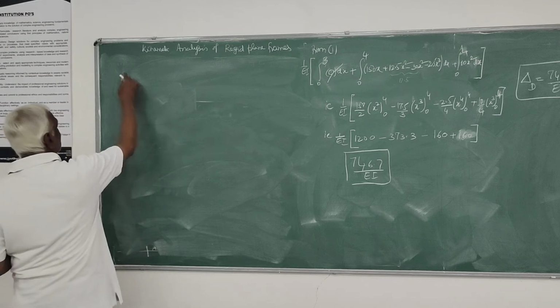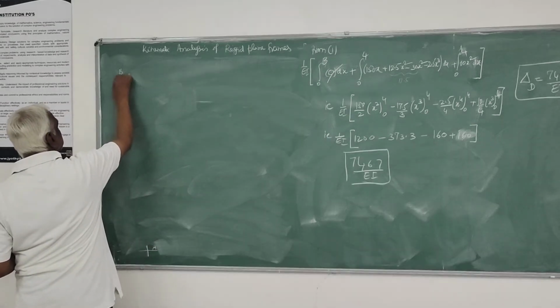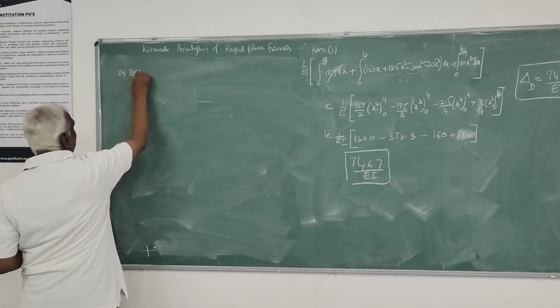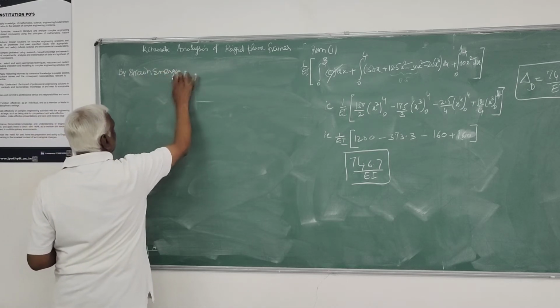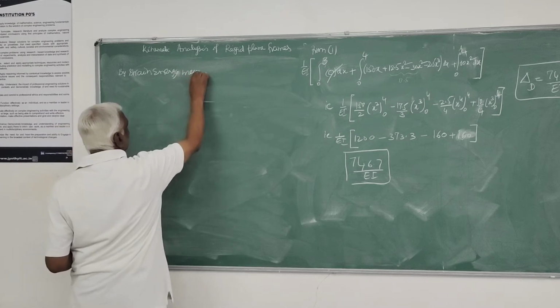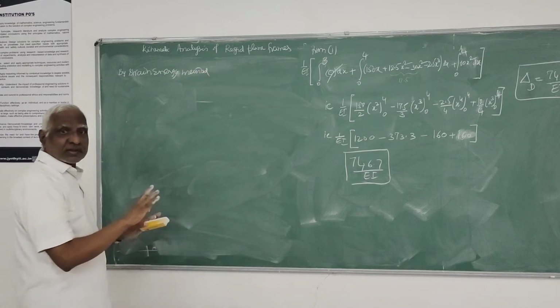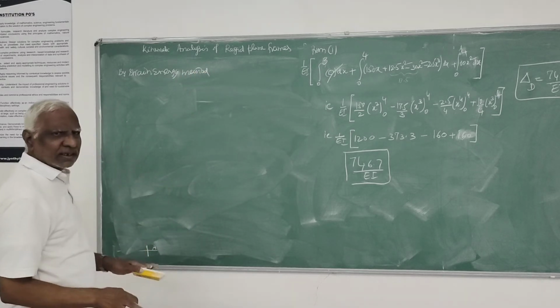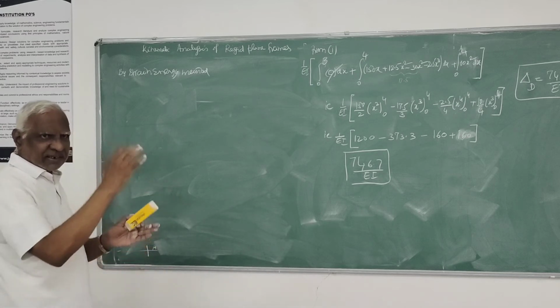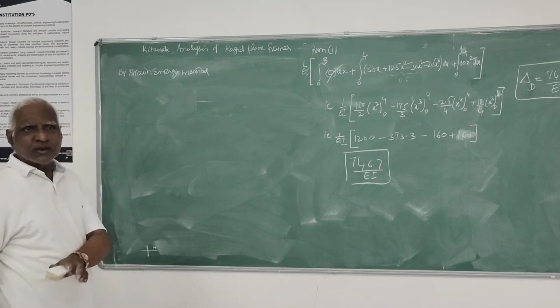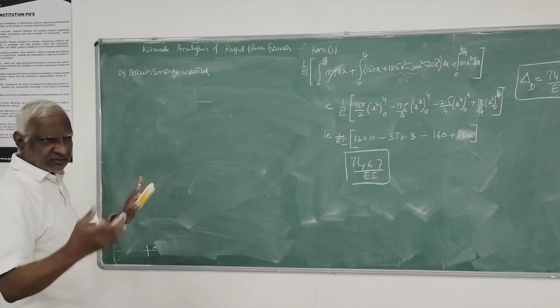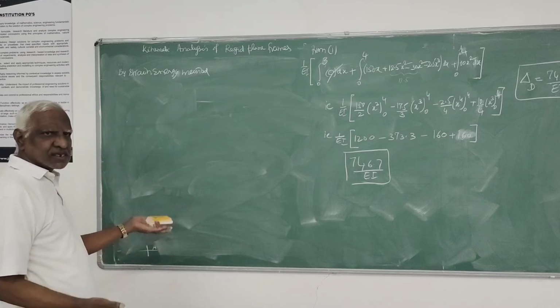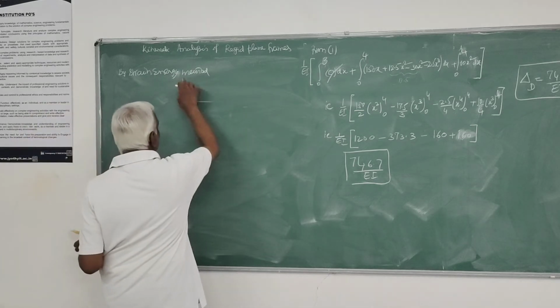Simple example, by strain energy method, just not Castigliano's, not unit load, just by finding the total strain energy stored and equating it to external work done, whatever we have told in theory. External work done equals internal strain energy stored. That is the strain energy method.